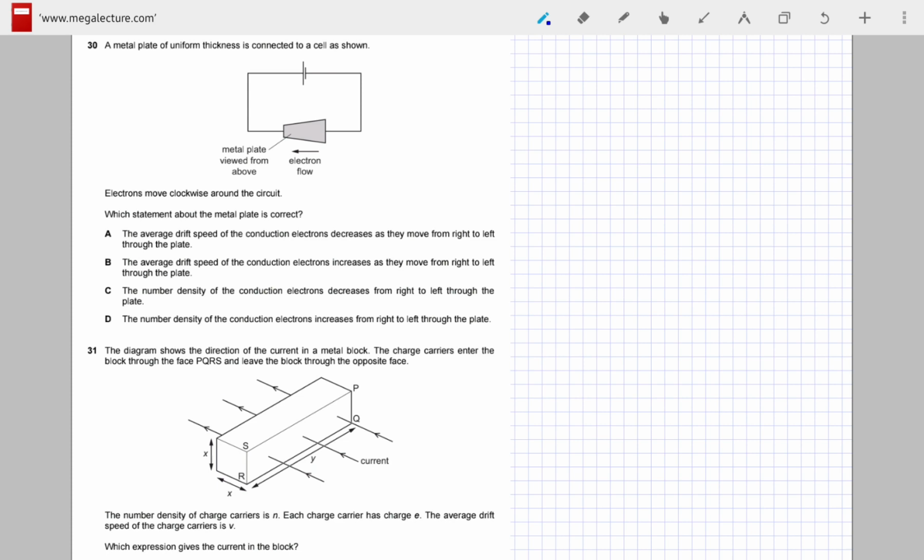So, well, the electron moves clockwise around the circuit, which means that the current flows in anti-clockwise direction, right, due to the conventional current. And so the average drift speed of the conduction electrons will increase as they move from right towards left through this metal plate. So we have 4 options over here. The average drift speed of the conduction electrons decreases as they move. No, that's not true, right? As we discussed, the average drift speed of the conduction electrons increases as they move from right to left through the plate. So this is true, right? So the correct option is option number B.